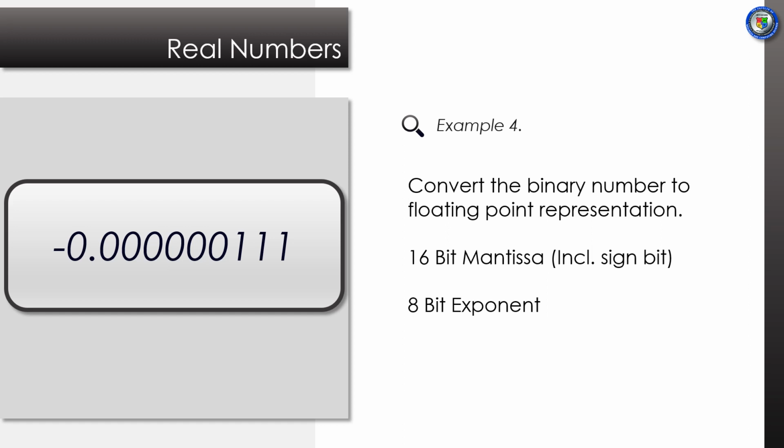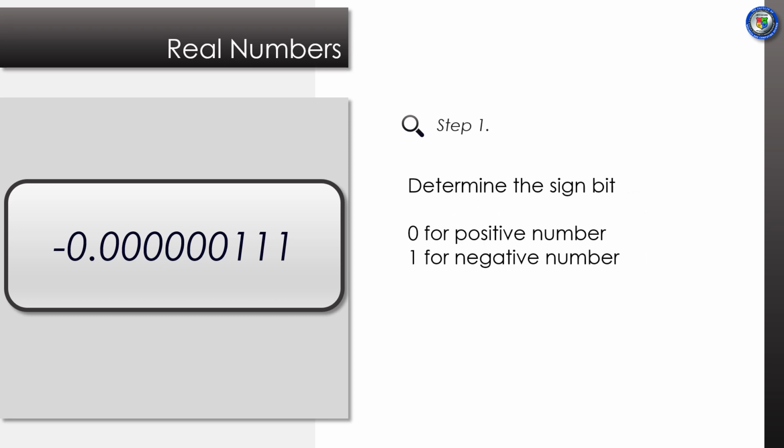Again, we're going to convert the binary number to floating point representation. We have the negative number negative 0.0000000111. We will represent this using a 16-bit mantissa, including the sign bit, and an 8-bit exponent. Again, in step 1, we will determine the sign bit. 0 for a positive number, 1 for a negative number. In this case, we have a negative number. This means our sign bit will be 1.